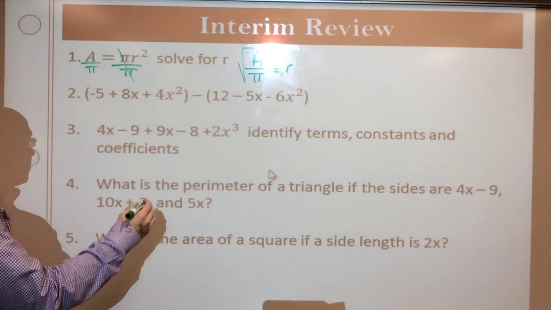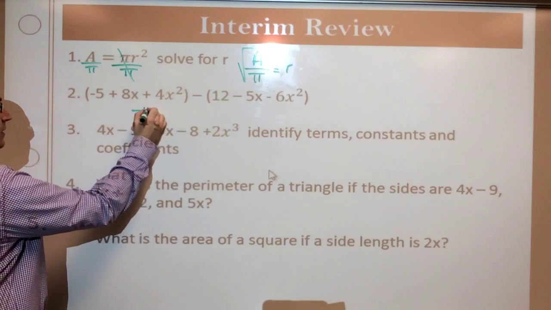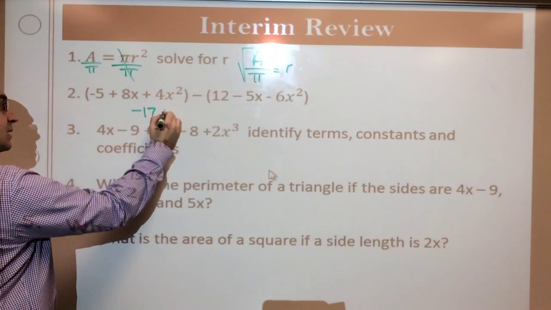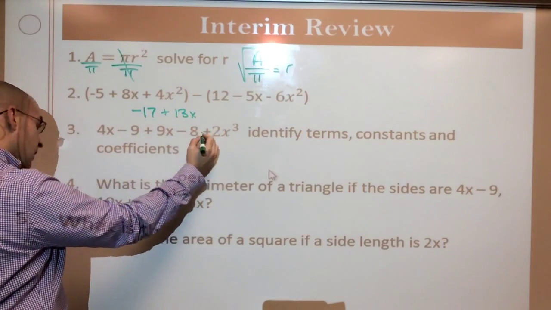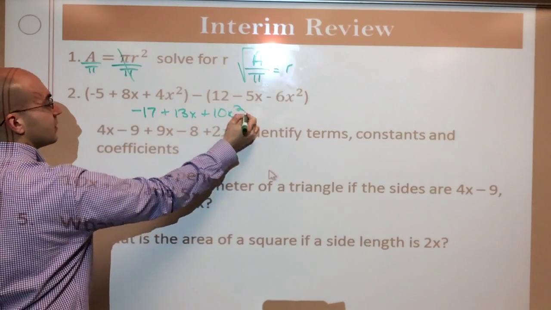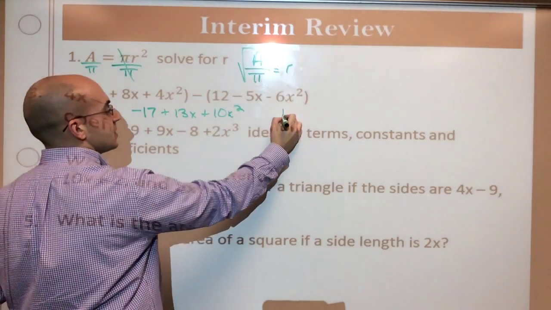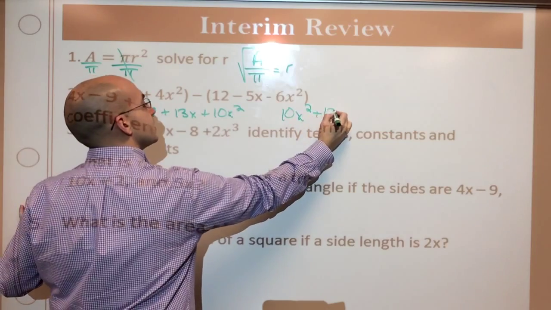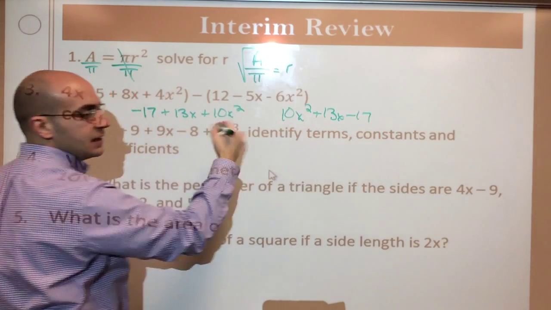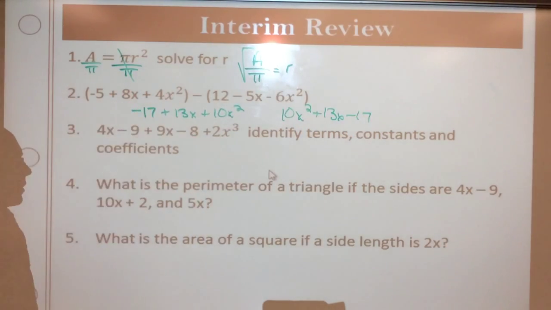For number 2, you should have gotten, if you wanted to just leave it in the order it was in, negative 17 plus 13x plus 10x squared. The real format of this should be 10x squared plus 13x minus 17. Well, either one's right, but just make sure you have it in the right order.